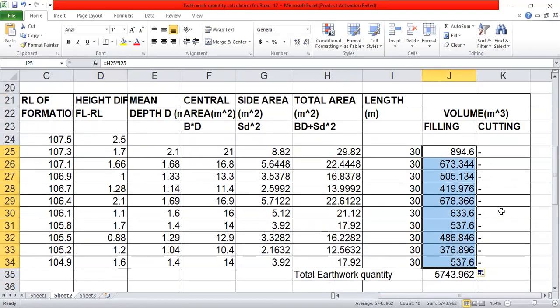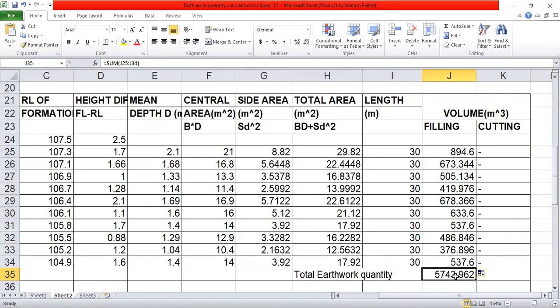And you have to calculate cutting, but cutting is not there in any. If for any value we get the height difference as negative, then you have to put the quantity in the cutting column. Okay, and then next calculate the total quantity of the filling.